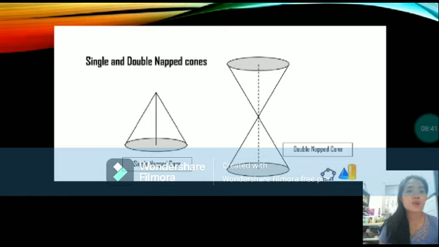Single and double napped cones. The single napped cone is the one on the left, while the double napped cone is the one on the right.